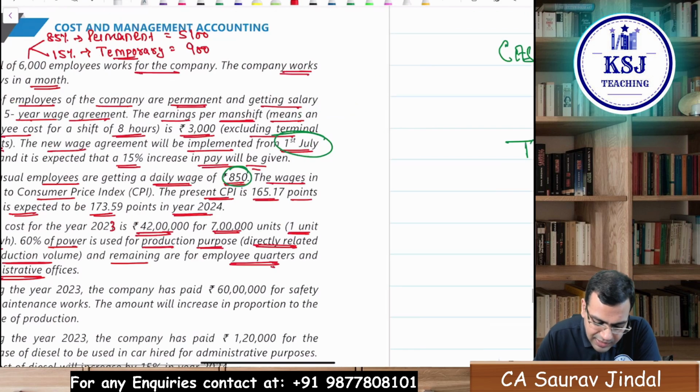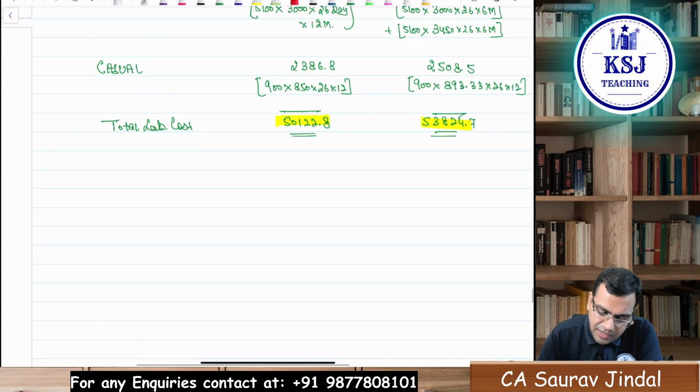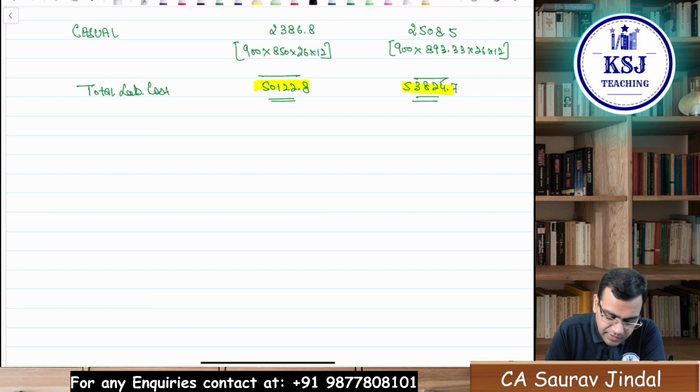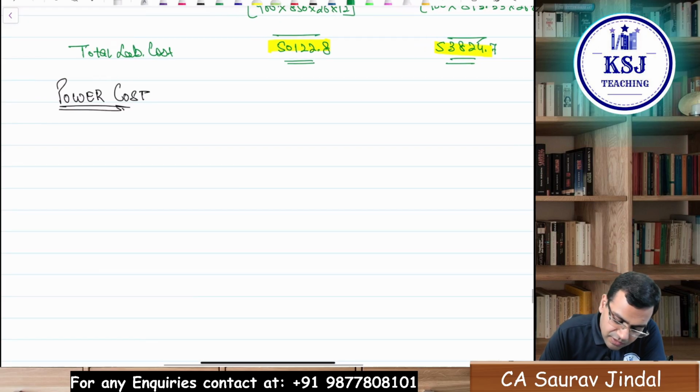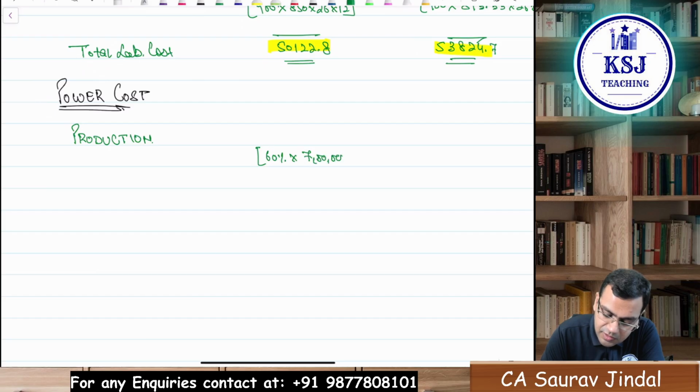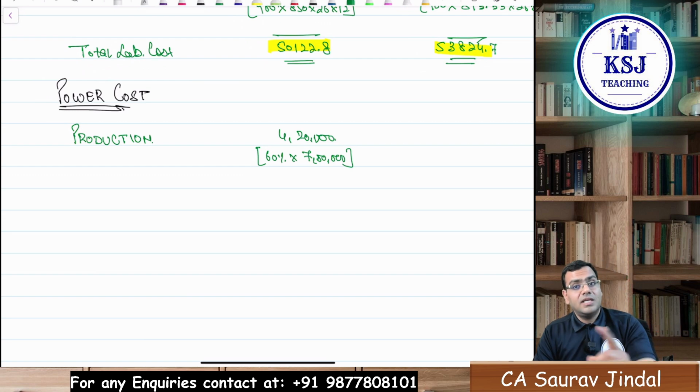Okay. So let's see here what is related to the power cost now. Let's see something related to the power cost, right? Now I'll take power cost. Okay, let's see. The power cost again is divided into two parts. First, I'll take what is the number of units for production. For production, what is the number of units? That is 60% of 7 lakhs, right? That is 4,20,000.